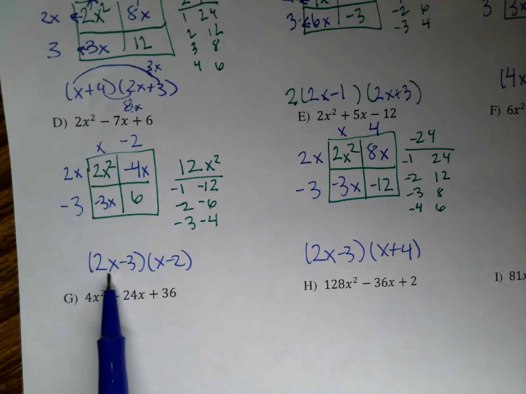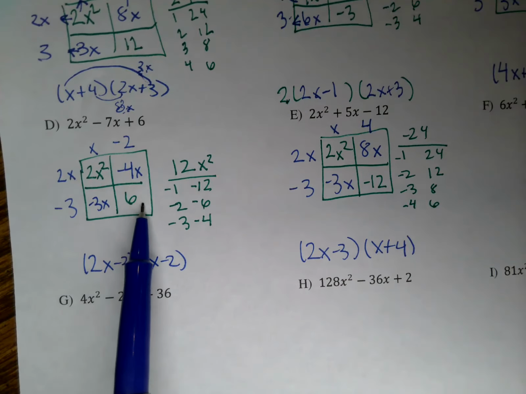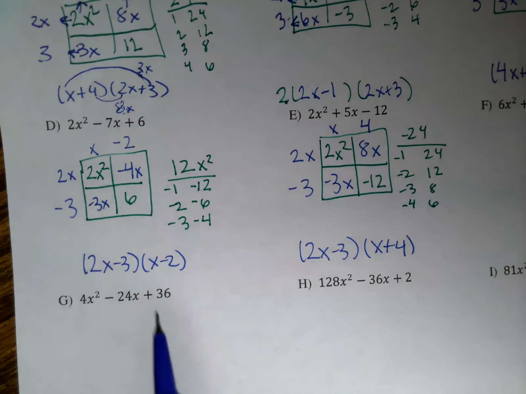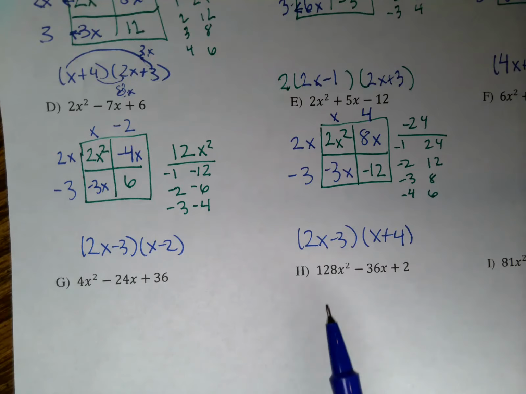So for D, you should get 2x minus 3, x minus 2. You're pulling them out here. Make sure that you're pulling them out in the right location, because if you're not pulling them out in the right location, you might have a different answer.